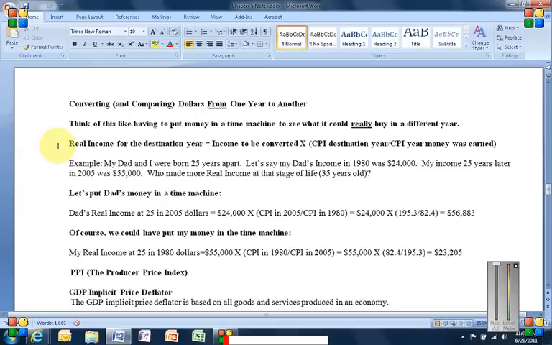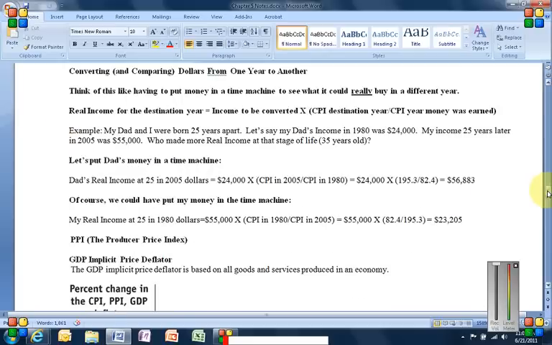So let's say my dad's income in 1980 was $24,000 a year. My income 25 years later, in 2005, was $55,000. Who made more real income at that stage of life when we were both 35 years old? Well, the CPI is in your textbook, and so I'm going to use, for this example, the actual figures published in your textbook. Let's put Dad's money in a time machine first. Dad's real income at 25 in 2005 dollars, so take the 24 grand he made in 1980 and put it in the time machine, would be calculated as 24 grand times the CPI in 2005 divided by the CPI in 1980.